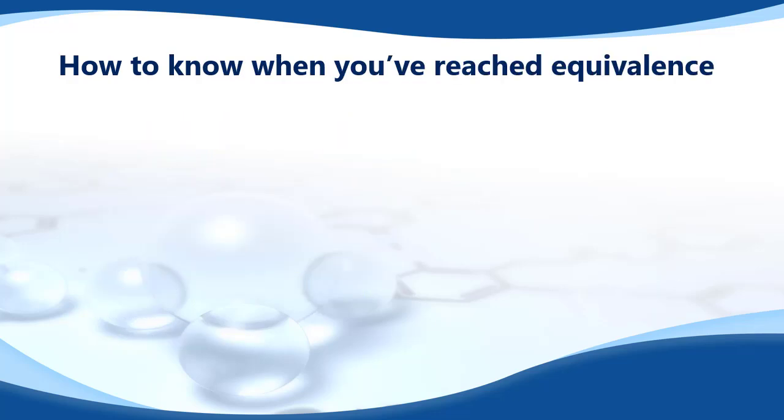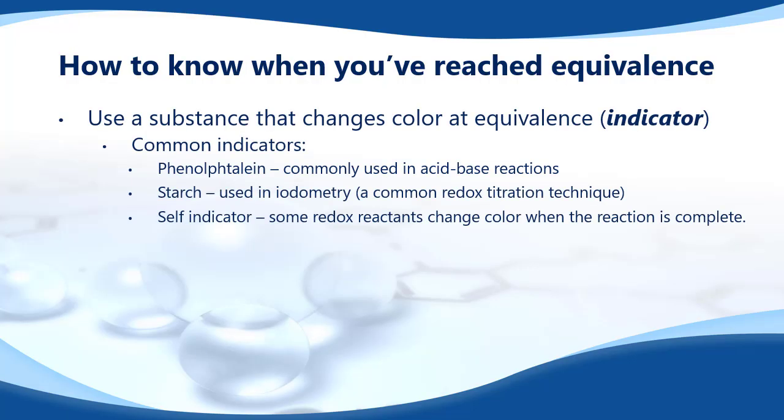Well, the way that we'd know we're done is that we use an indicator. Indicators are substances that change color at or around the equivalence point. And by around, I mean plus or minus like 1 or 2 drops. The 3 most common ones that we're going to use for our acid-base reactions, we're going to use phenolphthalein. Right? Phenolphthalein is colorless in acidic solution.